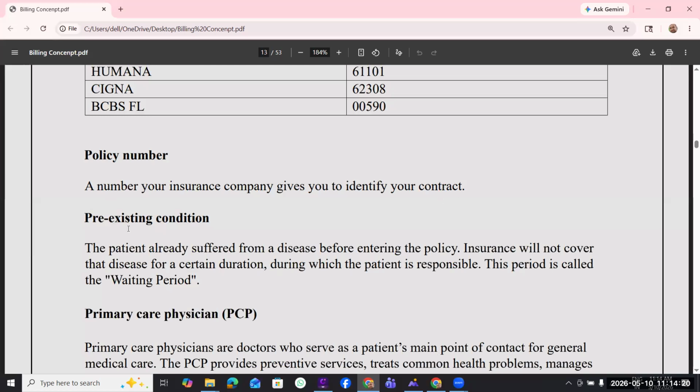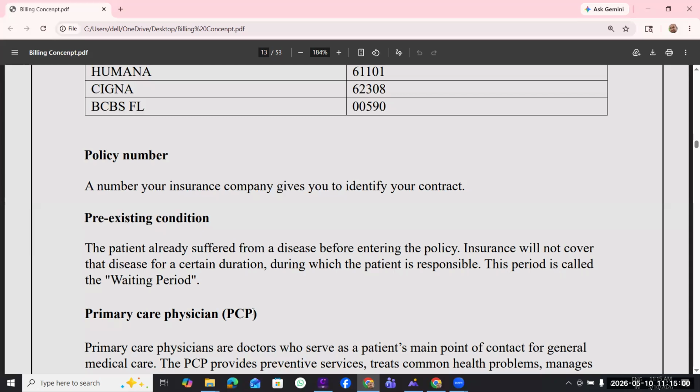Next point, pre-existing conditions. The patient already suffered from a disease before entering the policy. There are a lot of conditions which already existed in the patient earlier, and when the patient takes the policy, they mention that pre-existing condition, diagnosis, or illness. Insurance will not cover that disease for a certain duration. They are giving 2 years, 3 years, and after that it will be covered. During this lock-in time, if that condition comes up for payment, it is PR, patient responsibility.